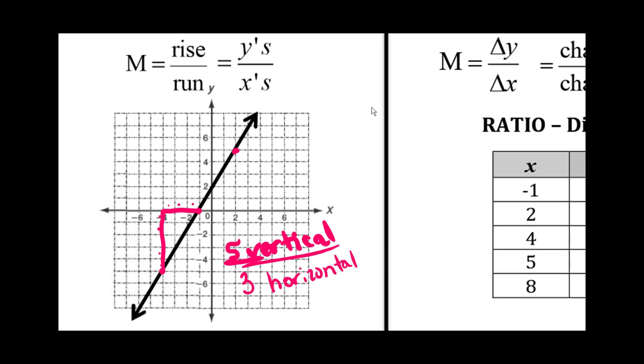Okay, and let's see if it repeats that pattern. 1, 2, 3, 4, 5. 1, 2, 3. So I have 5 vertical again and 3 horizontal again.